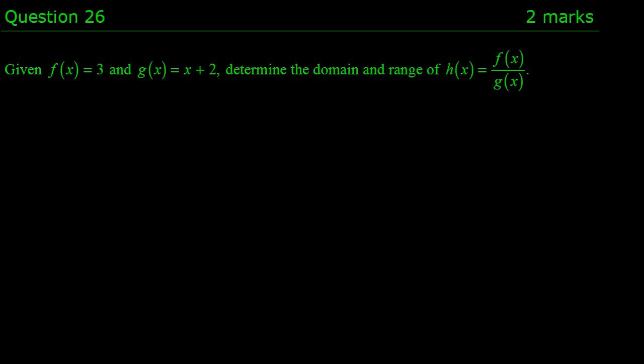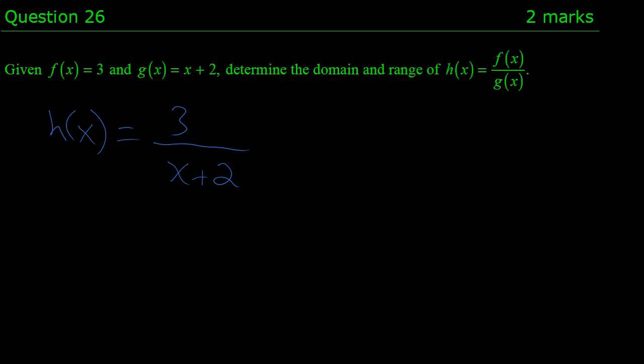Question 26. Given f of x equals 3 and g of x equals x plus 2, determine the domain and range of h of x. So the first thing we want to do is write out the equation so we actually see the variables and numbers in there. So f of x is 3 on the top and x plus 2 is on the bottom. So this, of course, is a rational expression.